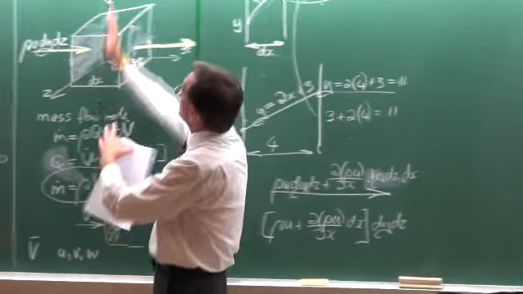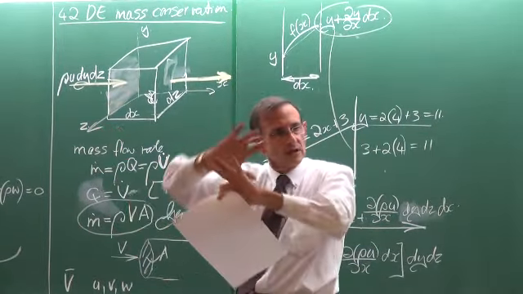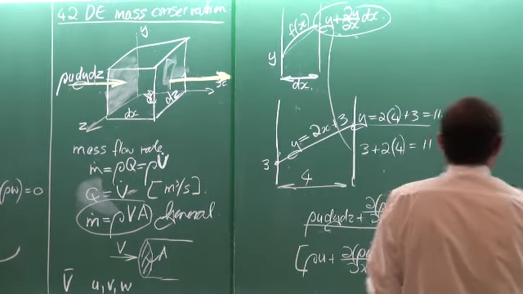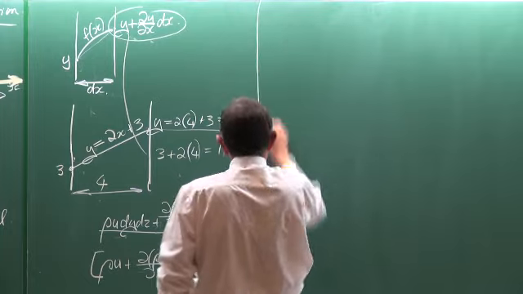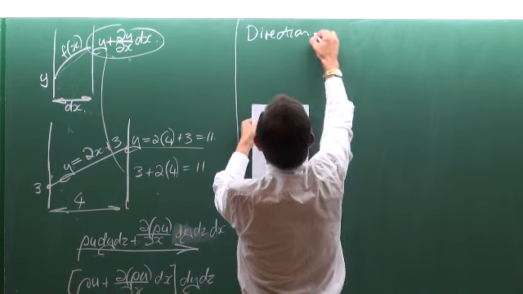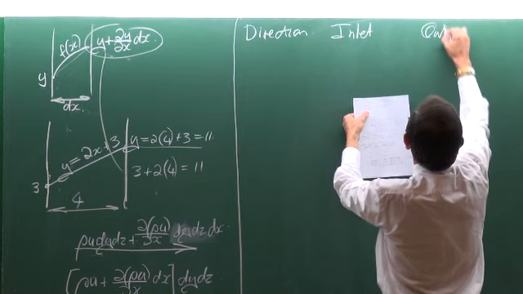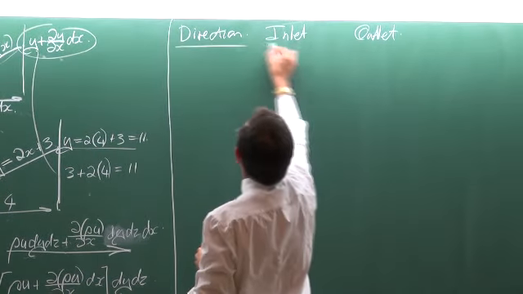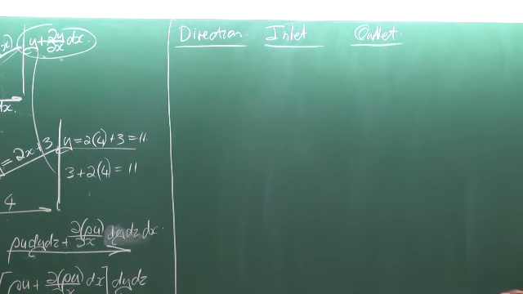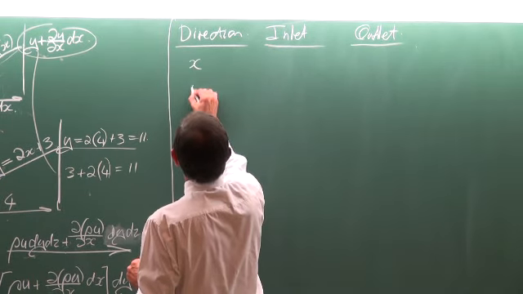Now we also need to do it in the y direction and in the z direction. If you have a large piece of paper, then it would be good to write it out. I'm going to do it a little bit differently now. Let's look at the direction, and then let's look at what happens at the inlet and what happens at the outlet. The directions would be x, y, and z.